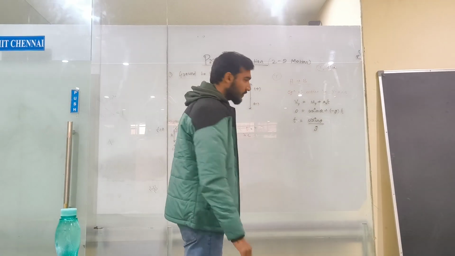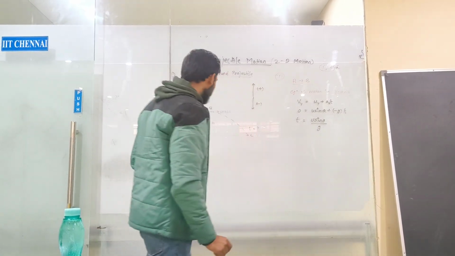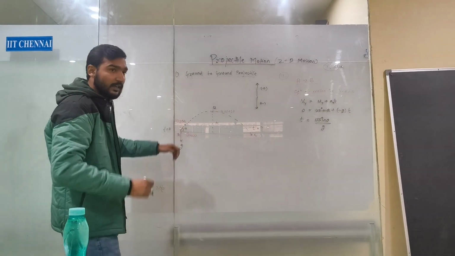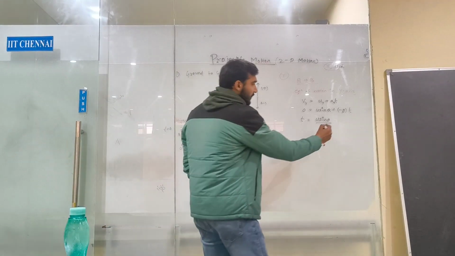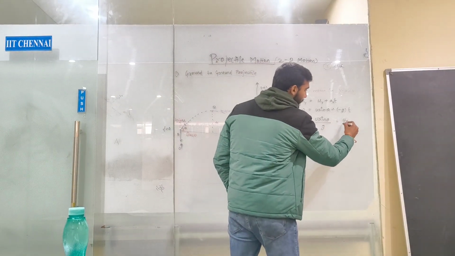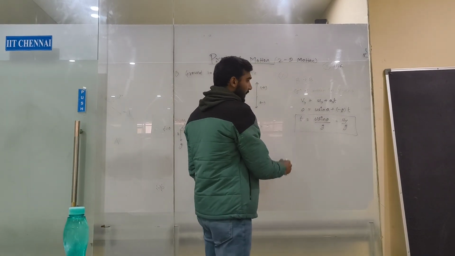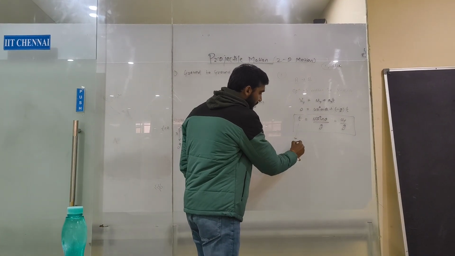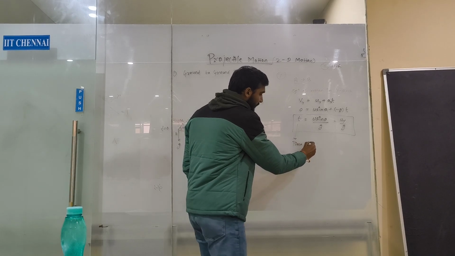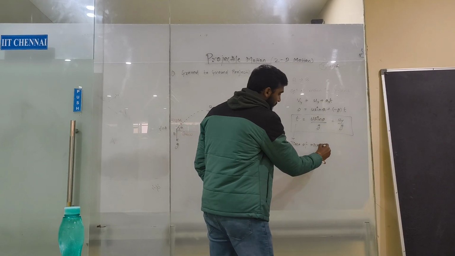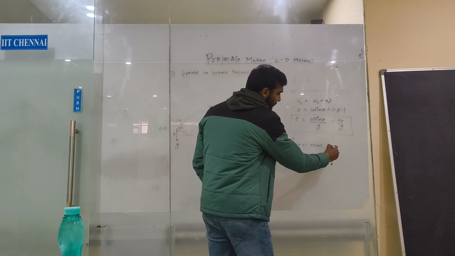What is u sin theta? We can say it is the initial velocity in y direction, so I can say this is u_y by g. And this time is known as time of ascent, and we can denote it by TA.